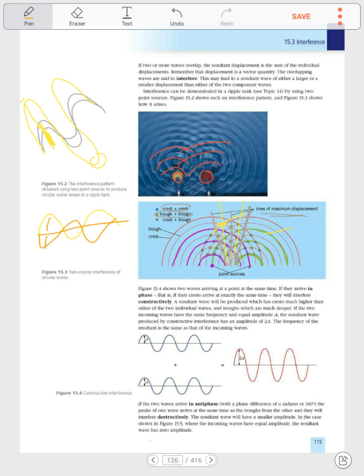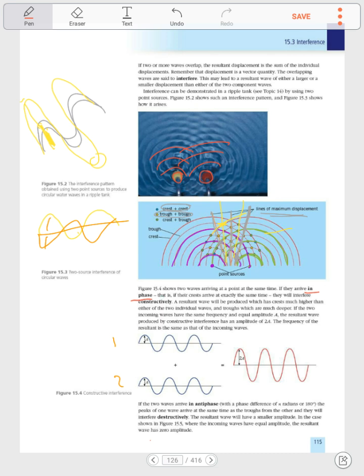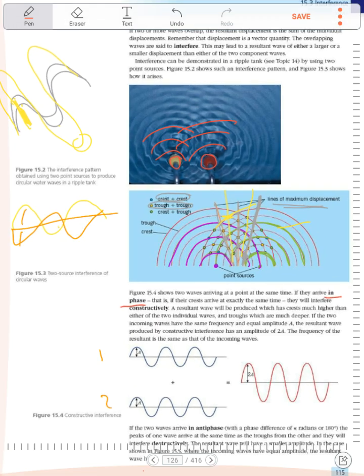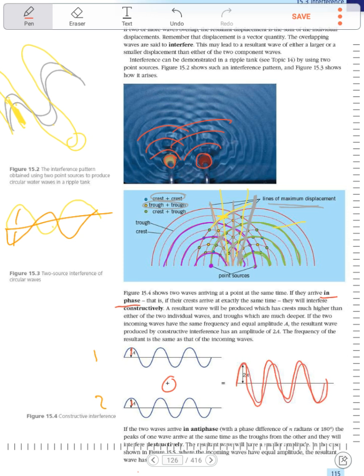Okay, now here we have two waves, wave number 1 and wave number 2, and these waves have the same amplitude as shown here, and the waves are moving in phase. So when these waves meet, there is a constructive interference. The summation of the amplitudes gives us a bigger amplitude. We have 2A.